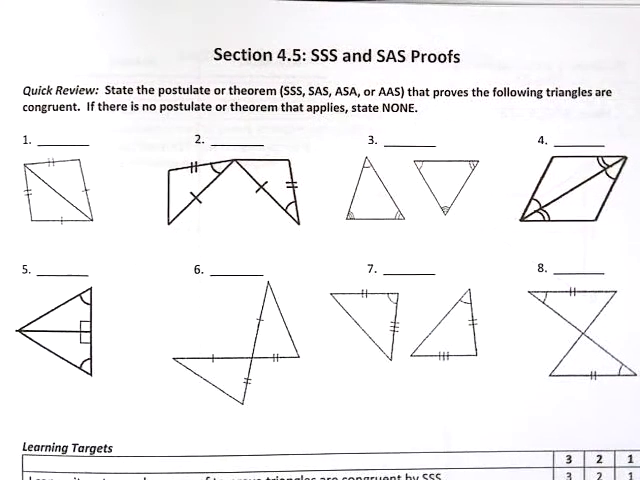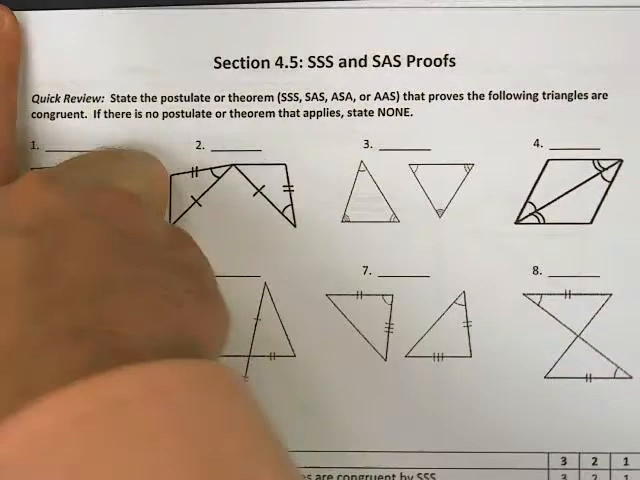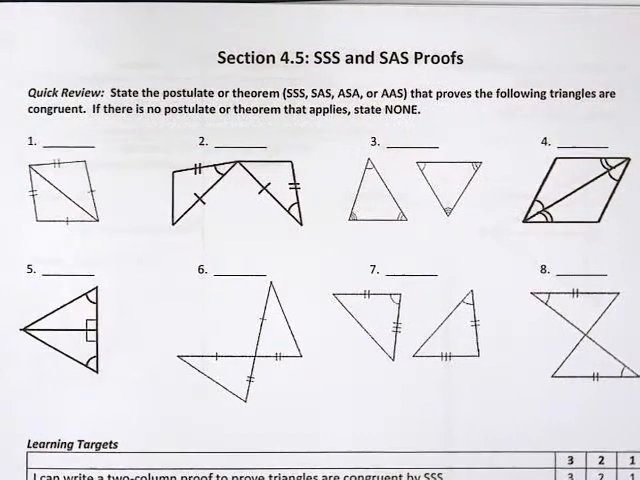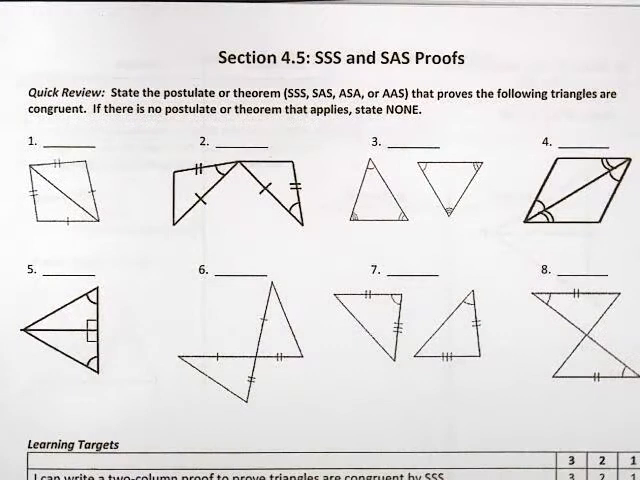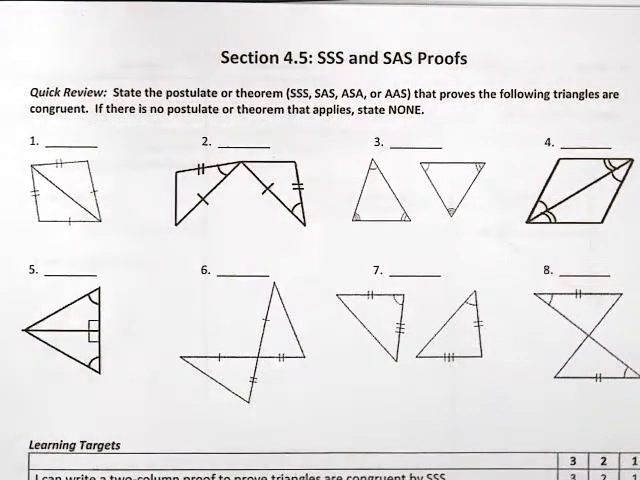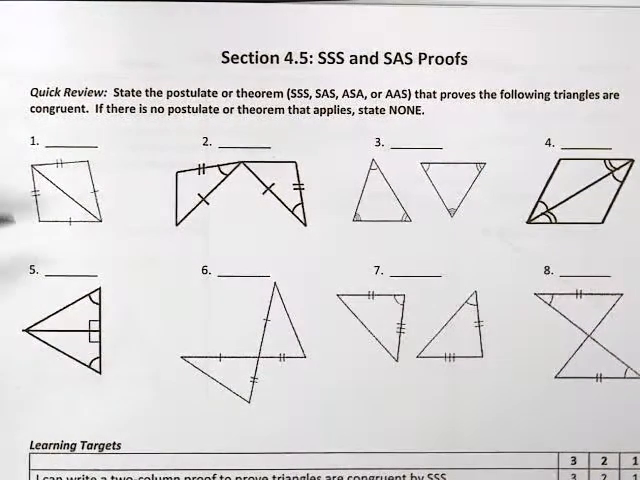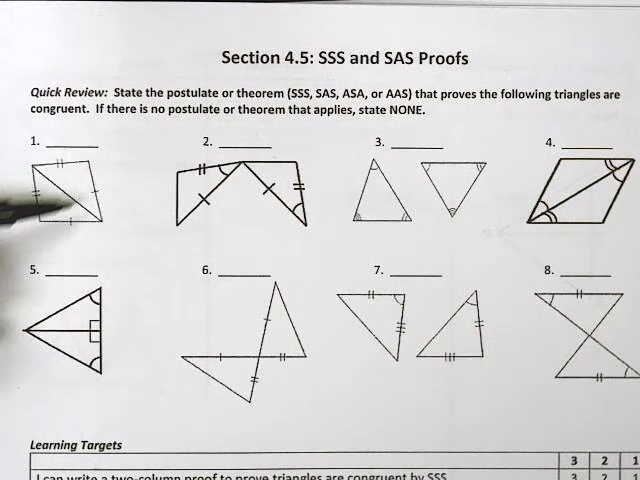Today we're going to focus on proofs that involve SSS, or side-side-side, as well as SAS, or side-angle-side. Now, to warm up, I want us to do a quick review and get really good at recognizing which postulate we can use. So in picture 1, what do we have? We have two sets of tick marks already.